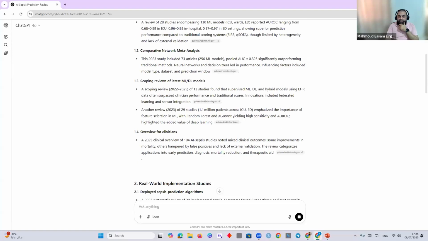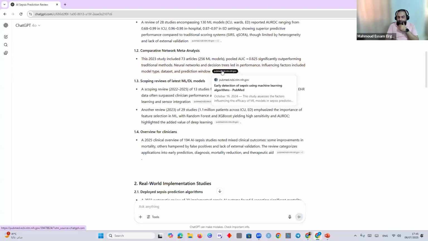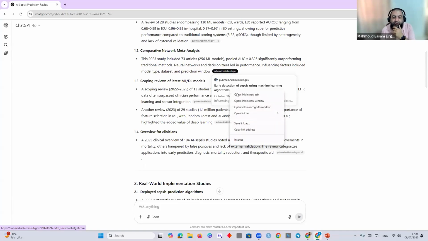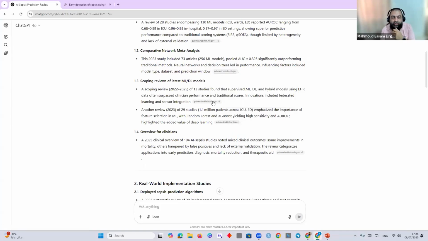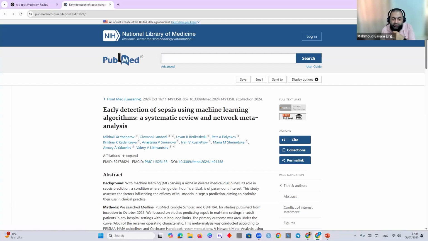And then the literature review with the publication. Here you need to make sure that ChatGPT has the problem of hallucination. So here you need to check when you have something like this. You need to check the reference that they have used, early detection of sepsis using machine learning, when it was published, in 2024.